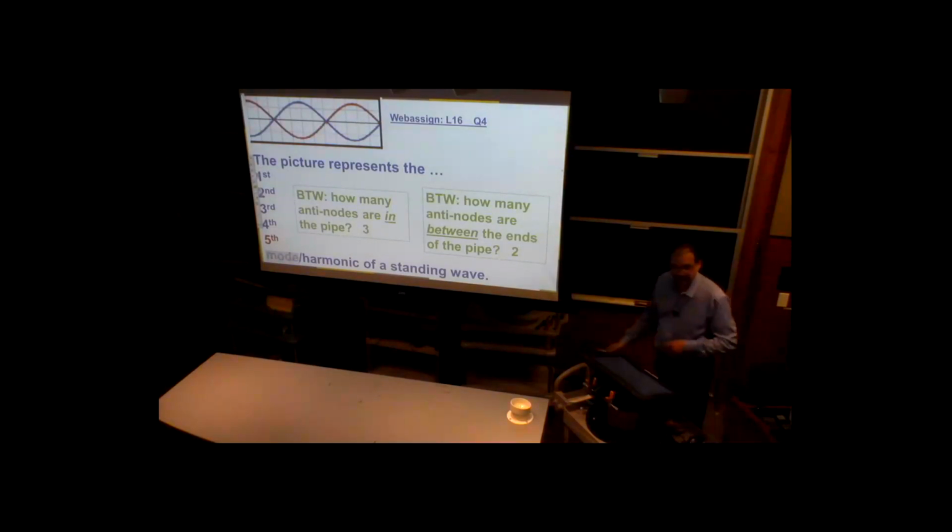And these two boxes say something about the terminology people use. Between and in. If you are asked to count between the ends, that means inside, and you see two antinodes. But if you count in the pipe, the antinode at the edge of it also should be counted. That's it, terminology.